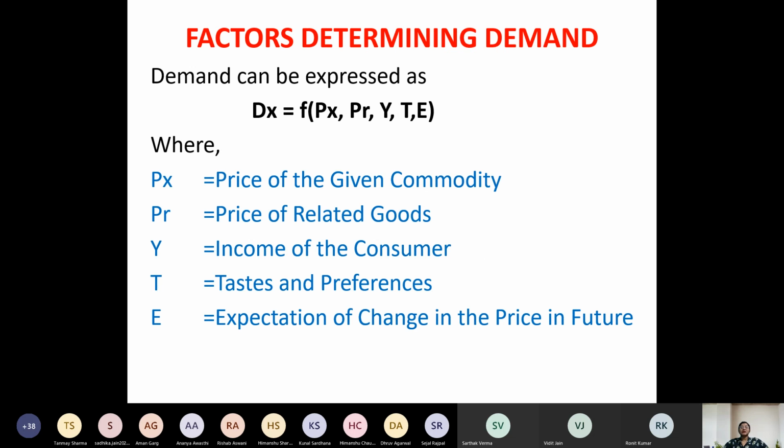So what are the factors determining the demand? So if X is the product, right? हम लैपटॉप नहीं बोल रहे, हम यूनिवर्सली बोल रहे, ठीक है. अगर प्रोडक्ट है X and demand for that product is DX और प्राइस PX and PR. अब PR is price of related good, right?